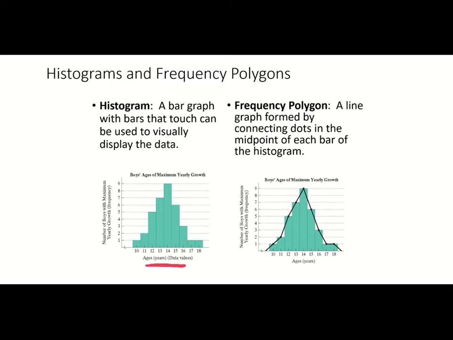And then using that histogram, you can also make a frequency polygon. And that is a line graph. So if you notice, there's the line right here. I'm sorry, I'm not a very good drawer. Connecting, and what you do is you put a dot in the midpoint of each bar of that histogram, and you connect it, and that will make your line plot.